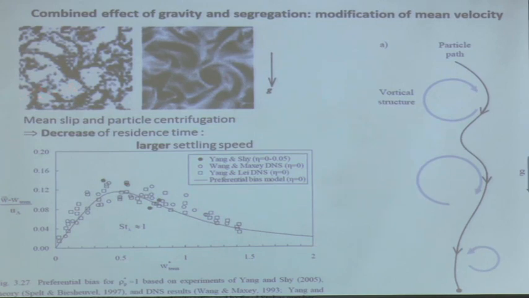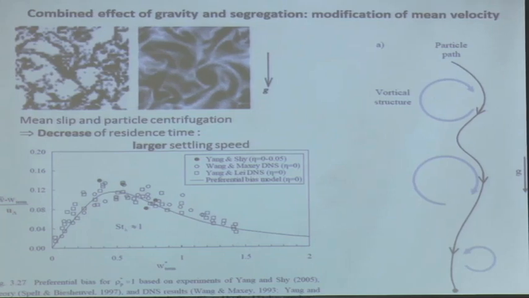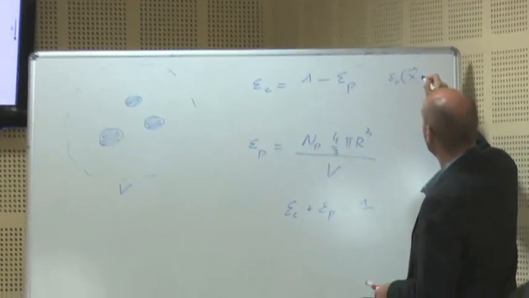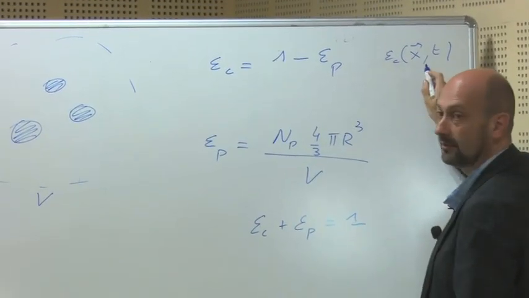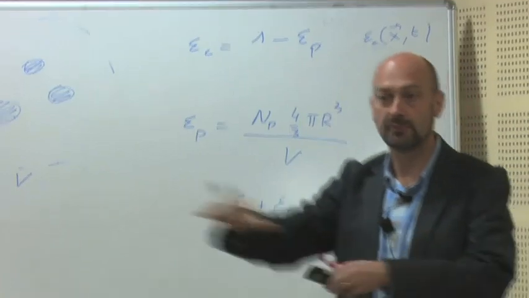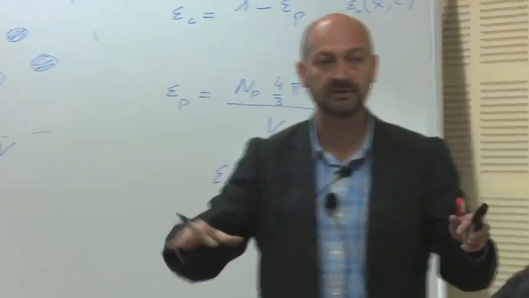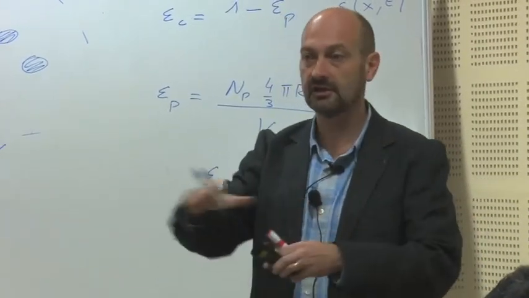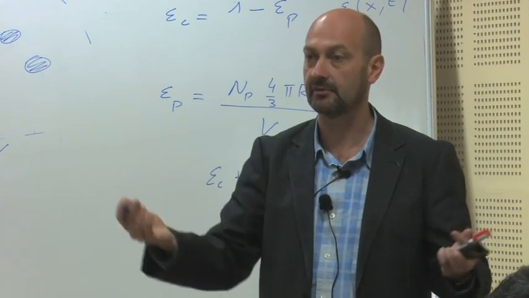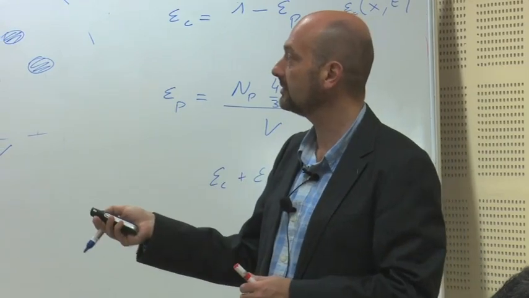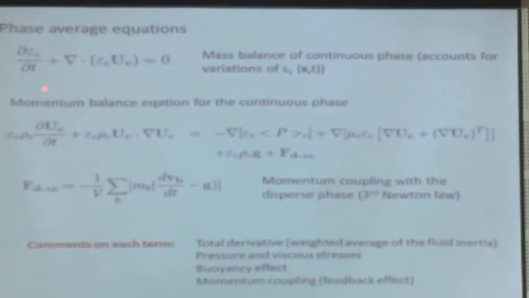Okay, so now epsilon C is a function of the position and time. Okay, because in a turbulent flow, the particles are moving, so the distribution of particles, the concentration of particles is depending on the position, but also in time. Okay, so in all these equations, you see that epsilon C is now a function of position and time.